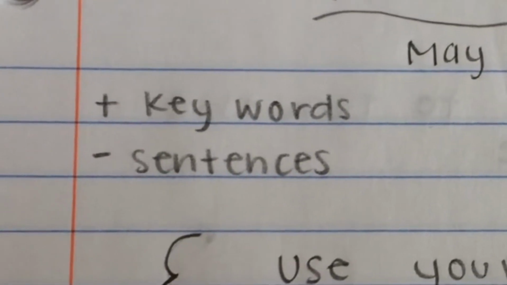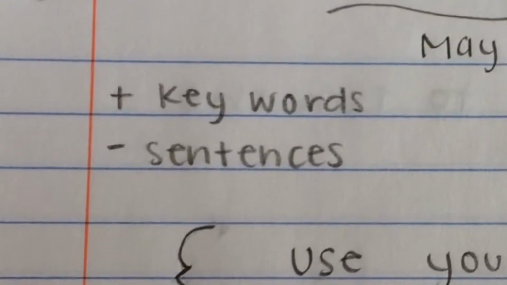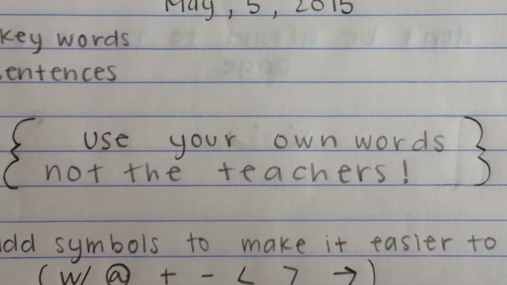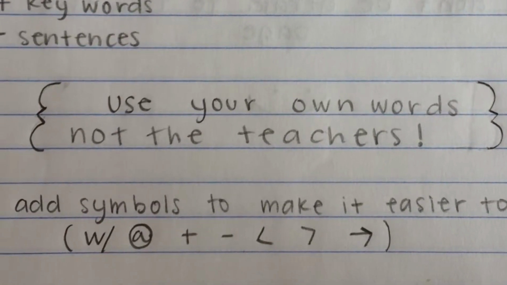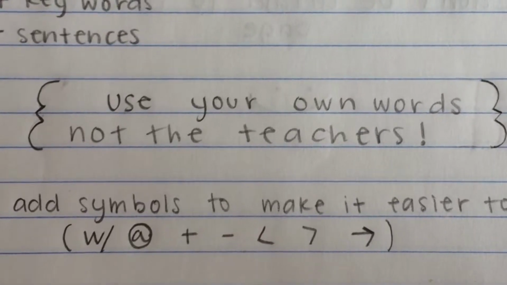So what I have on my notes right here is use keywords, don't use sentences. That's probably one of the most important key things about taking notes. Write down the important stuff and leave out all the boring stuff, make sure it's simple. Use your own words instead of the teacher's, because you'll be more likely to remember it if you use your own words. Add symbols to make things shorter or easier to read, like using the @ sign, or the W with the slash mark to mean "with", and other different things.